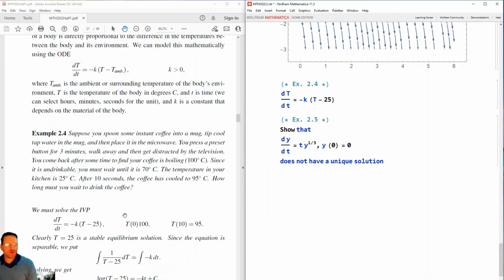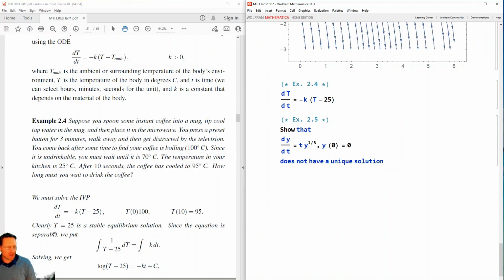So we have what we would call an initial value problem, or IVP for short. We have our differential equation, and then we have T of 0 equals 100. I can see another typo there on page 21. So T of 0 equals 100, and T of 10 is equal to 95. Or, 10 seconds later we have 95. So this is a separable equation. We see that T equals 25 is a stable equilibrium solution.